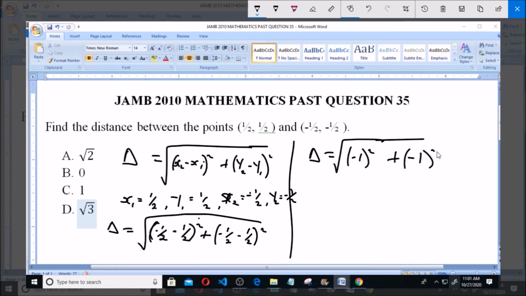Minus 1 squared. So we have D is equal to the square root of 1 plus 1, because minus 1 squared is 1, and minus 1 squared is 1. So this is equal to what? √2. So the distance between these points is √2, and that is option A.